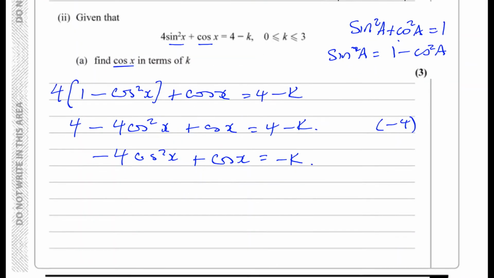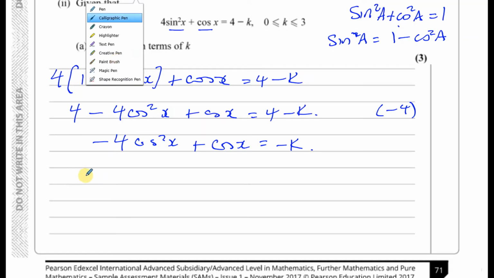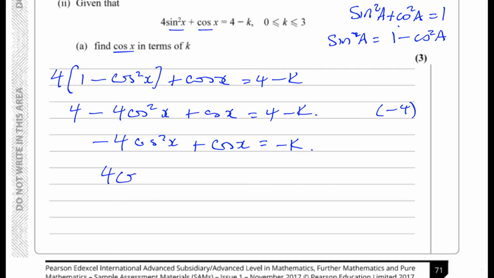And now we've got like a quadratic in cosine squared x. So let me bring everything on one side and make this thing positive. So this is going to become 4 times cosine squared x minus cosine x plus k equals 0. Oh, actually it's minus k. What am I talking about? Let's not make a silly mistake. Let me do this step by step. First I want to multiply everything by minus 1. So I'll have 4 cosine squared x minus cosine x equals k. Then I will put this on this side.